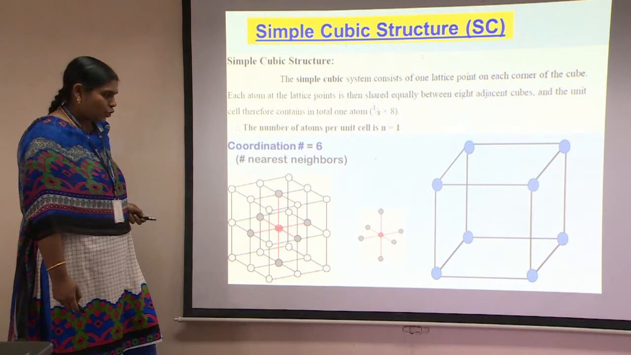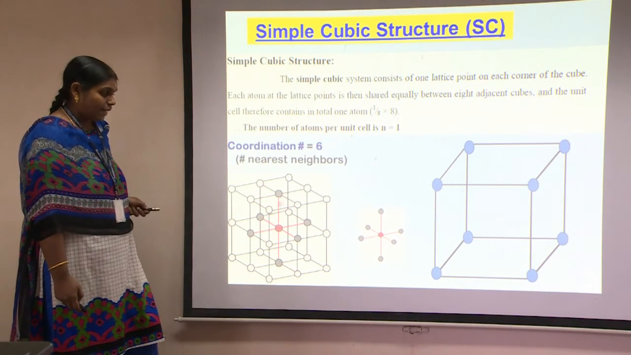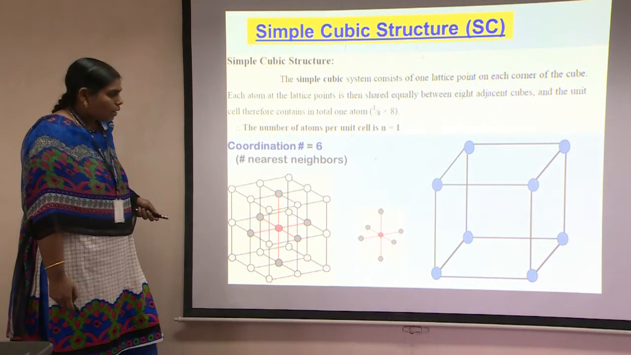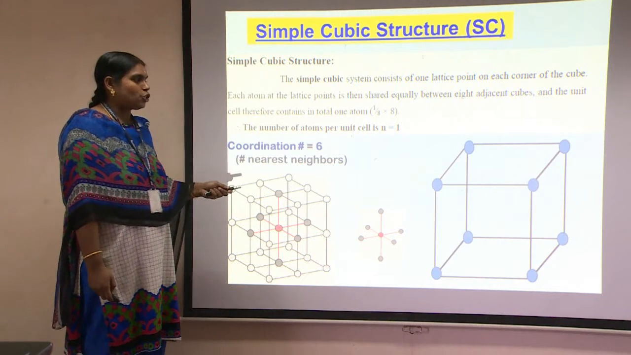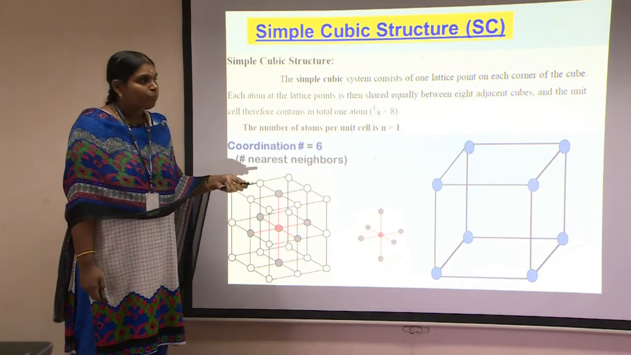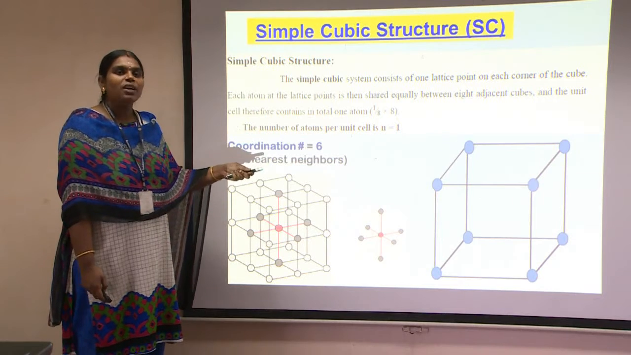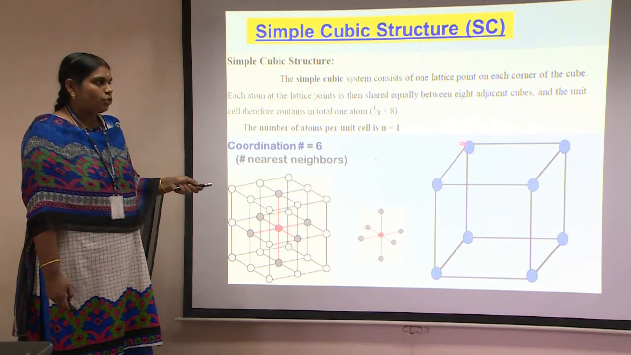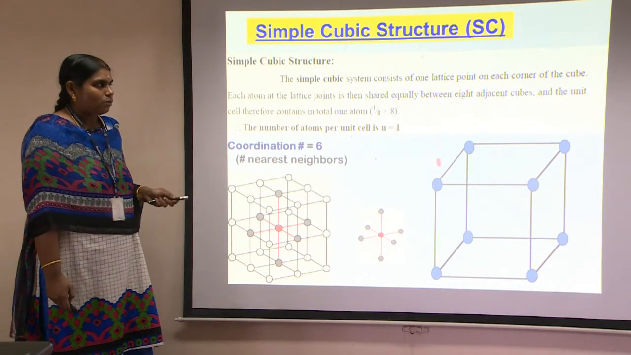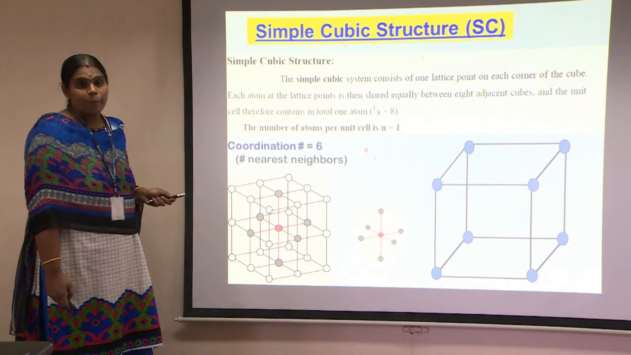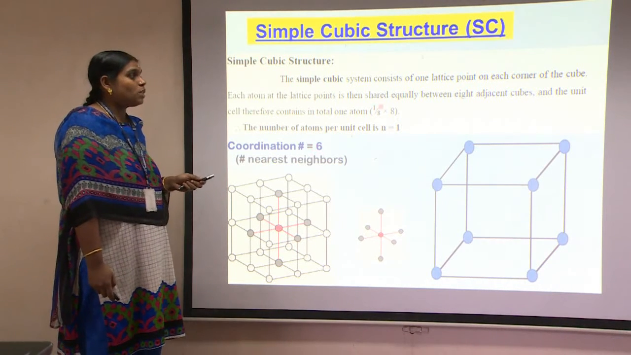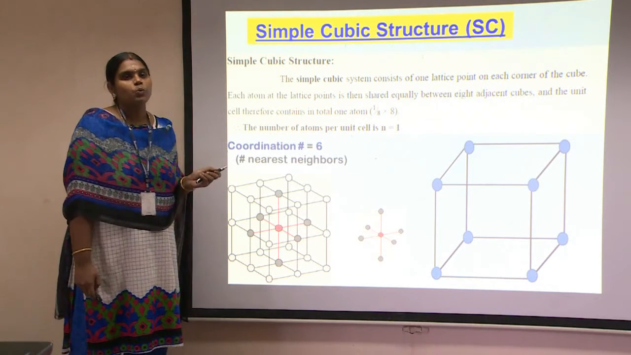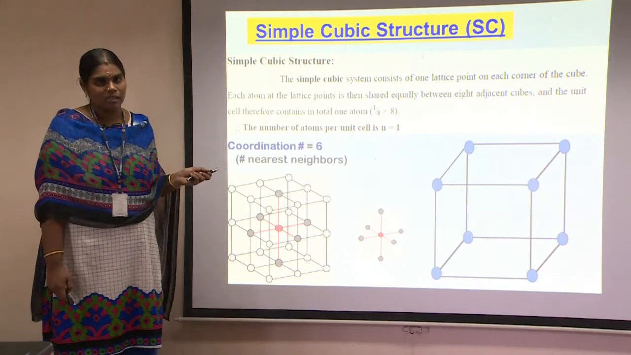Now we can see that each corner atom is shared by 8 unit cells: 1, 2, 3, 4, 5, 6, 7, 8. So the contribution of each corner atom is going to be 1/8. How many corner atoms are there? 8 corner atoms. So the total number of atoms in a unit cell is 1/8 into 8, which is equal to 1. When the number of atoms per unit cell is 1, it is called a primitive unit cell. This is where the primitive nature of a crystal structure comes from.